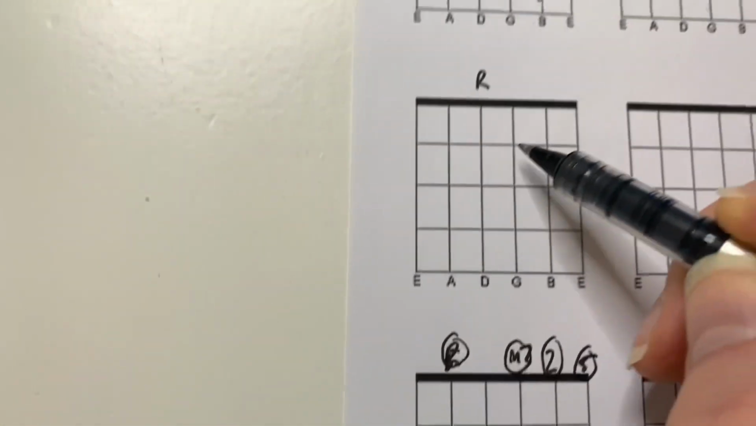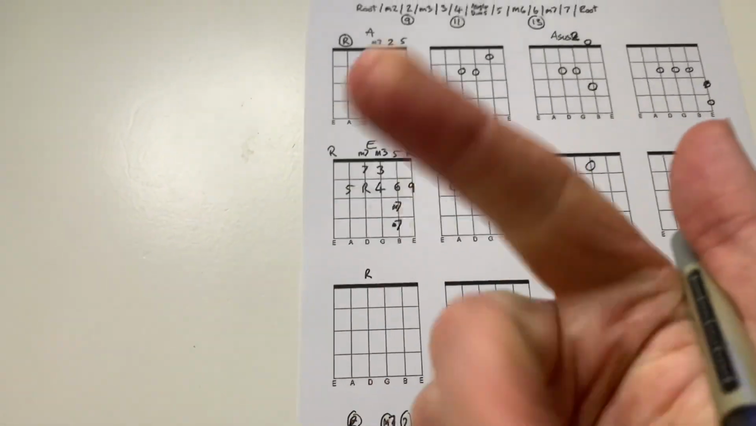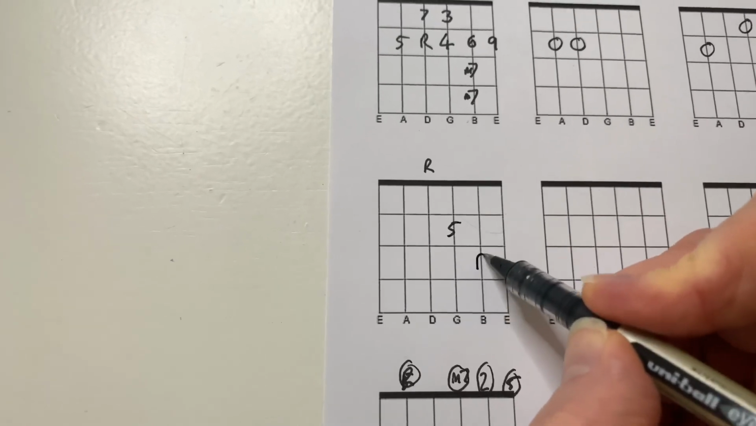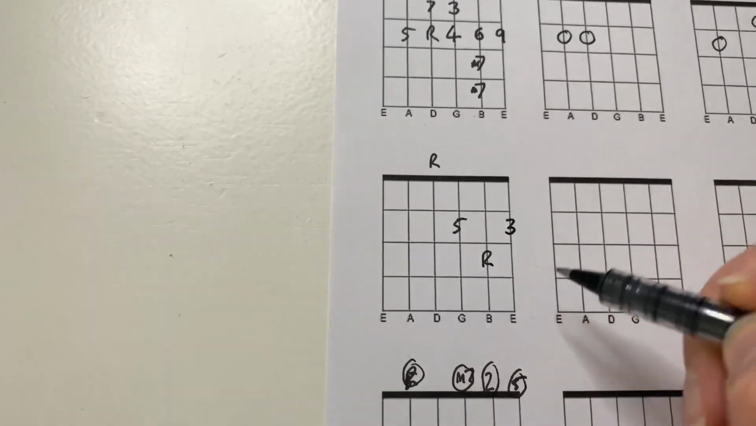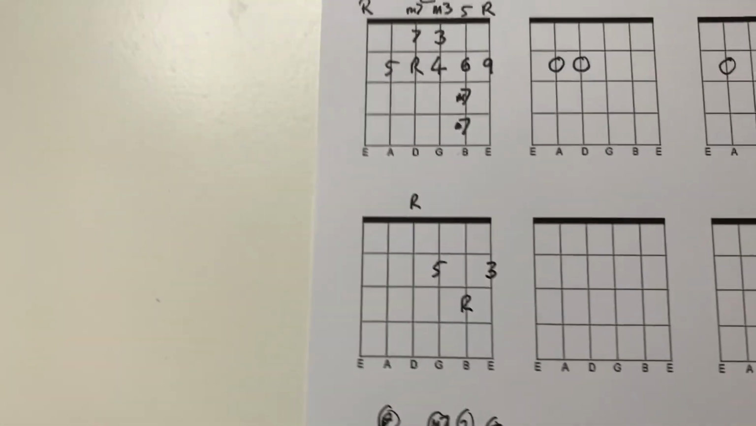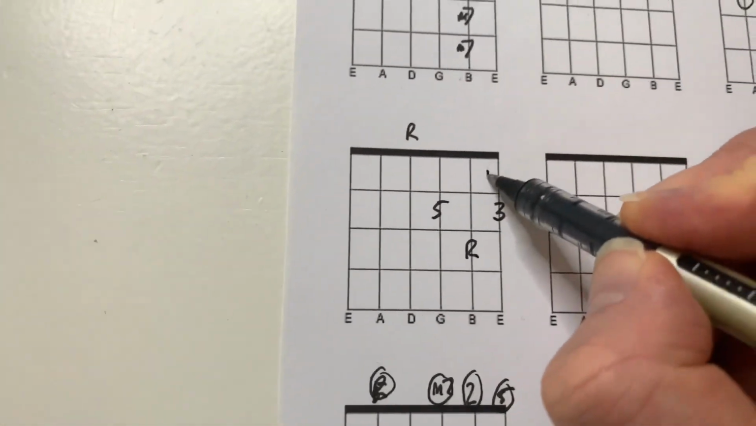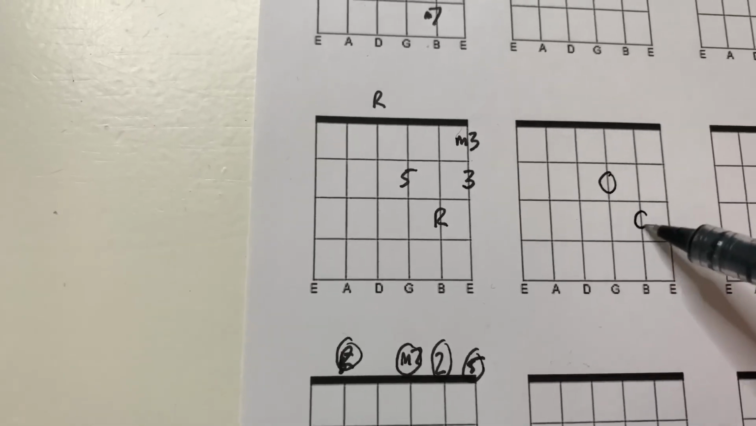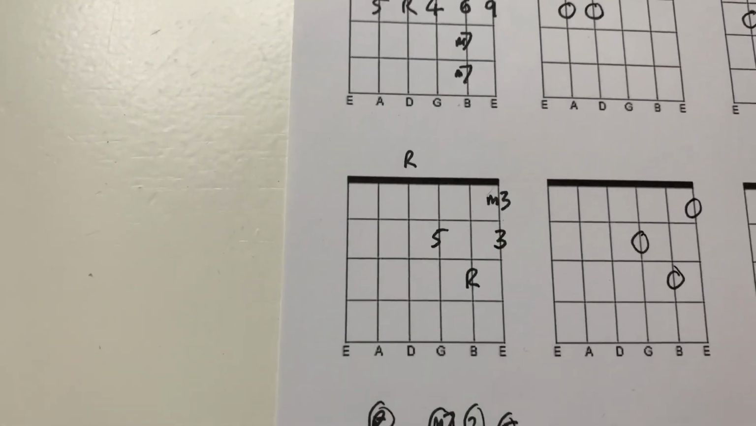Again, if we do D, there's your root. This note here is an A. D, E, F, G, A. So there's your 5th. This is a D, so that's your root. And this is your major 3rd, the F sharp. So there's your minor 3rd. So that would give you a D minor.